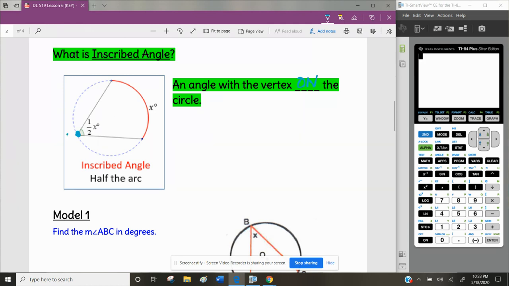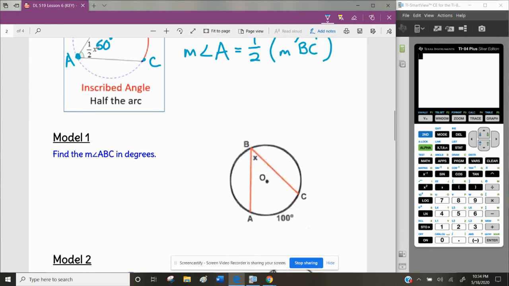And we know the measure of this angle, which I'll call A, will be equal to 1/2 the measure of the intercepted arc. So I'm going to call this B, and let's call this C. So that would be 1/2 of arc BC. So let's say, for example, that arc BC is 100. So half of that would make the inscribed angle, the measure of angle A, 50 degrees, or half of that arc. So that's the relationship here that we're going to be applying.